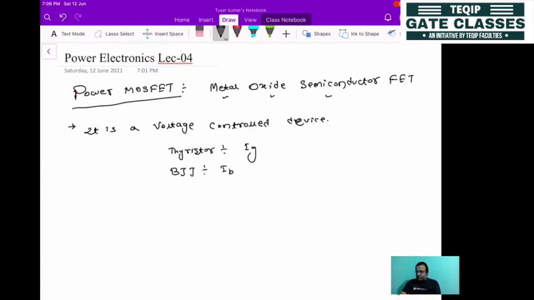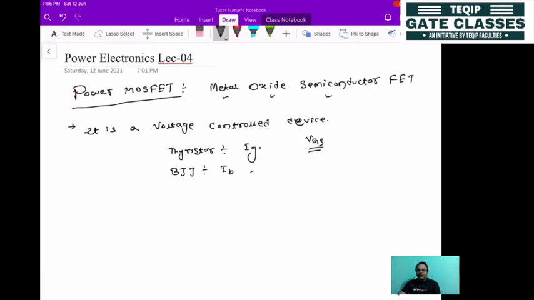But in this case, instead of current, you will be varying a certain voltage, termed VGS, the gate to source voltage. We'll see exactly what that is one by one. If you vary this gate to source voltage, then you can control the MOSFET. If you increase this value above a certain particular value, called the threshold value, then it will be on. If it is less than that value, then it will be off. That's why it is called a voltage controlled device.